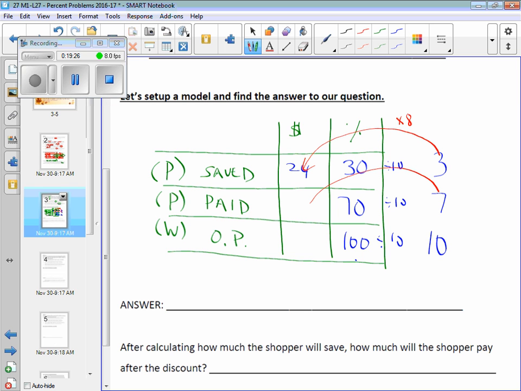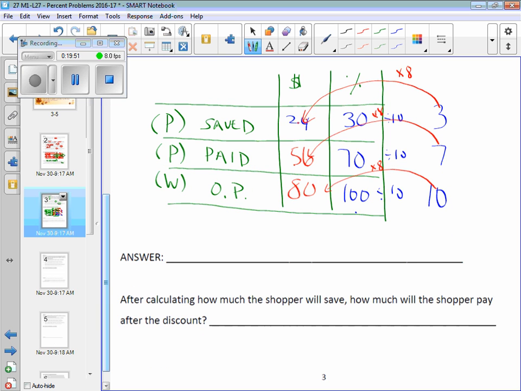What's 7 times 8? Now, if I wanted to, I could add these 2 to get this, or I can multiply my 10 times 8 and then just check it. Is 24 plus 56 80? It works. So 30% is always a good discount. That's a Black Friday deal right there.